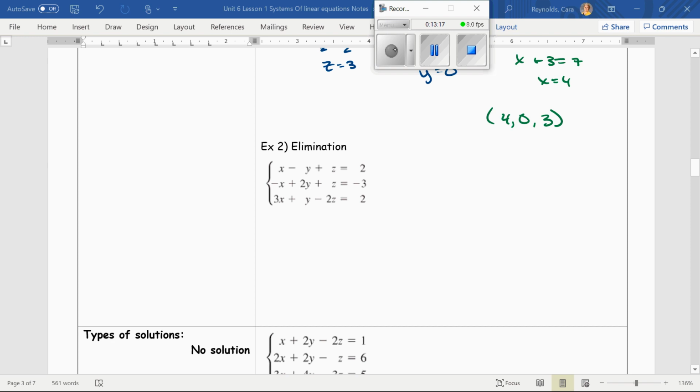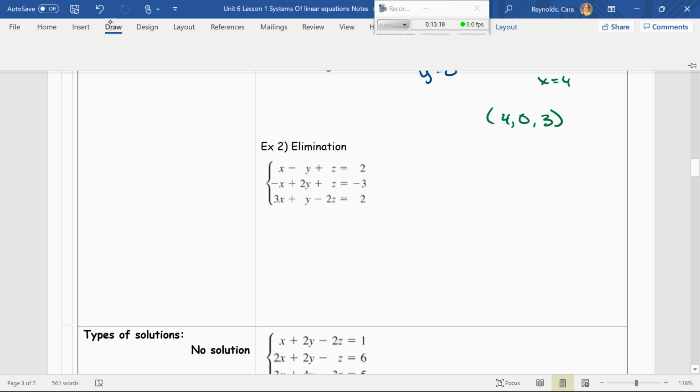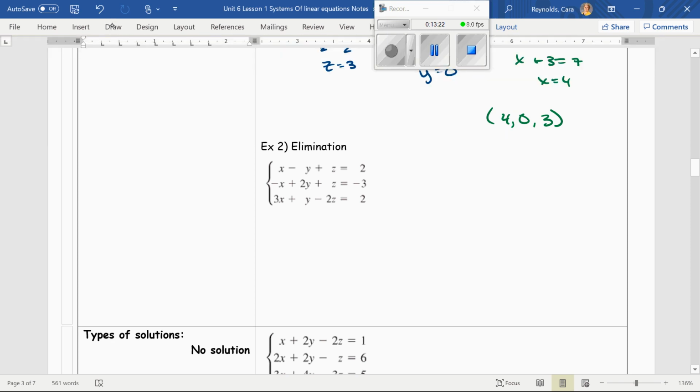Most of the time, though, that's not going to be entirely possible. And so what you're going to do is pick 2 of your equations to start with. So I'm going to pick just these first and second ones. We'll call that equation 1 and 2, or A and B if you don't want to use numbers. So x minus y plus z equals 2. Negative x plus 2y plus z equals negative 3.